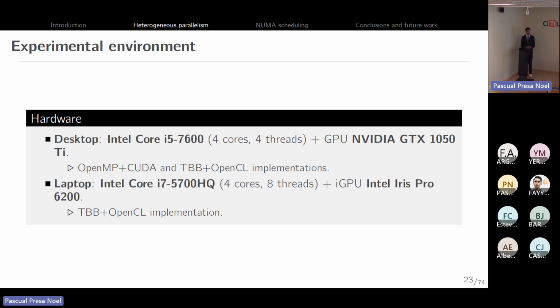For the hardware to test our proposal, we used two different computers: a desktop computer with a traditional Intel processor and a discrete NVIDIA GPU. In this particular computer, we can expect that the gap in performance between GPU and CPU is quite high, with the GPU performing much better than the CPU. In the laptop system, we have, again, an Intel processor with an integrated Intel GPU. And in this case, we expect that both devices perform much more similarly.